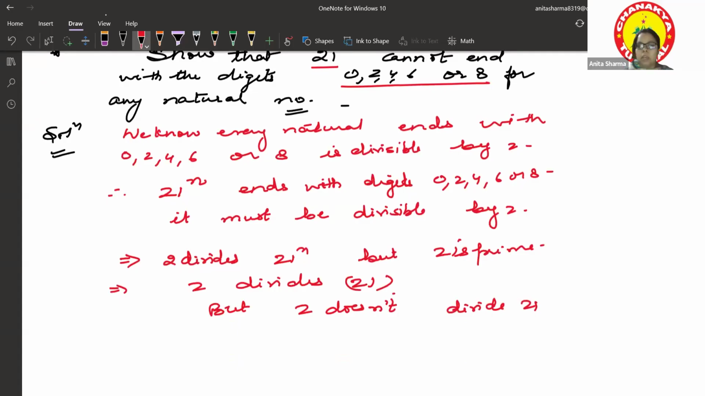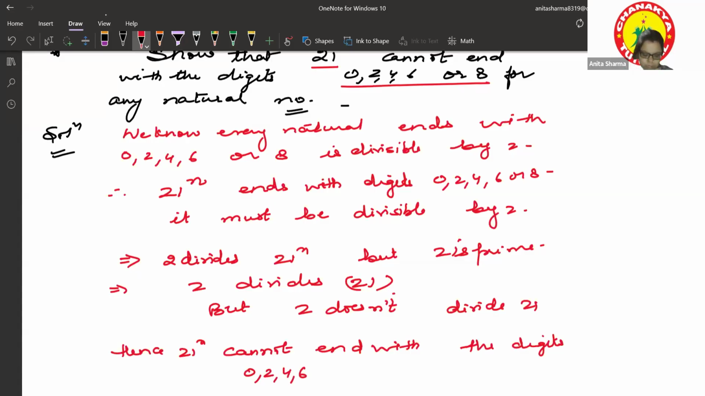Completely divisible, because we can divide by 2 in the form of decimals. So, hence 21 raised to the power n cannot end with the digit 0, 2, 4, 6, or 8 for any natural number n. So, these lines you need to write only, for natural number.